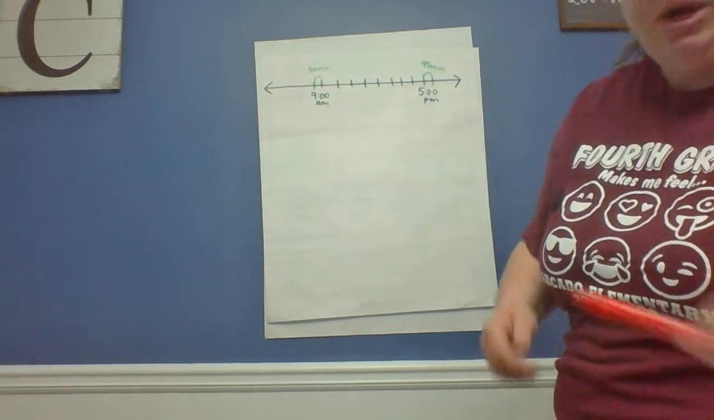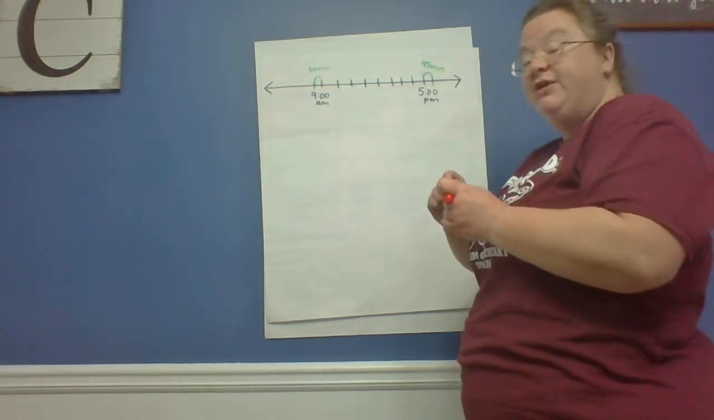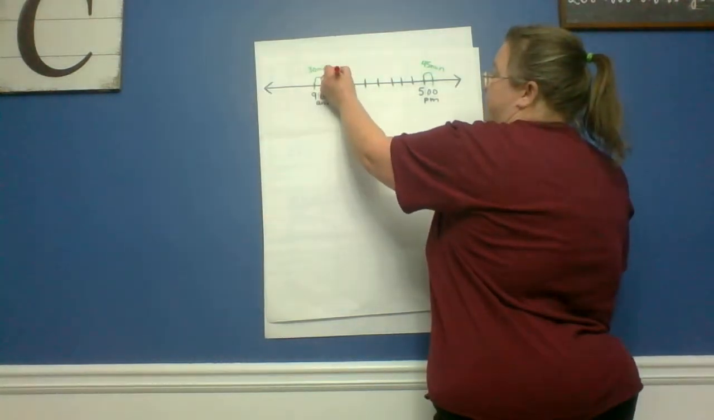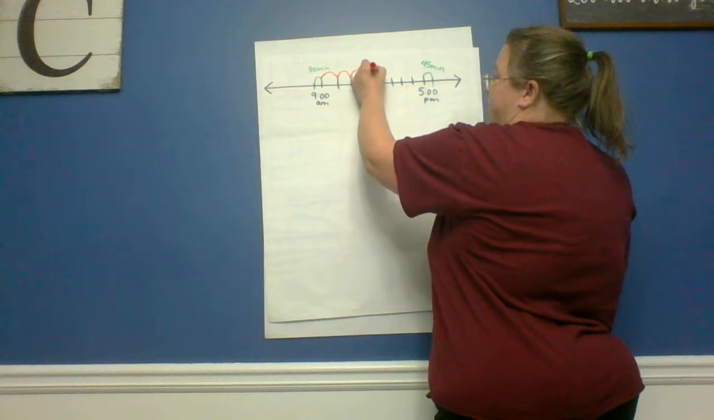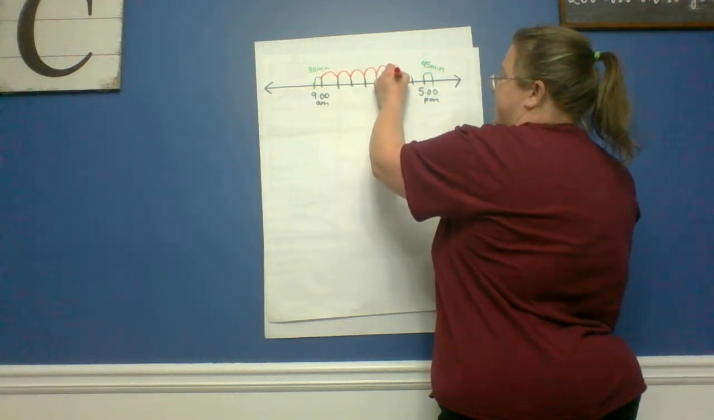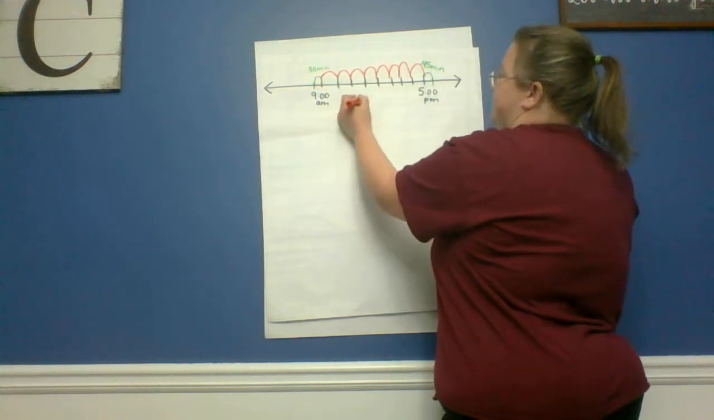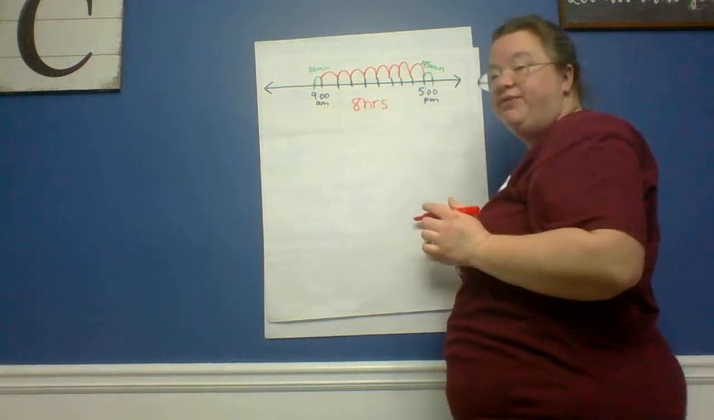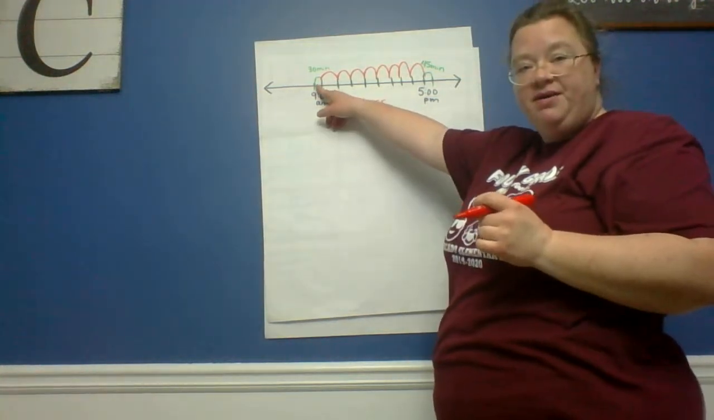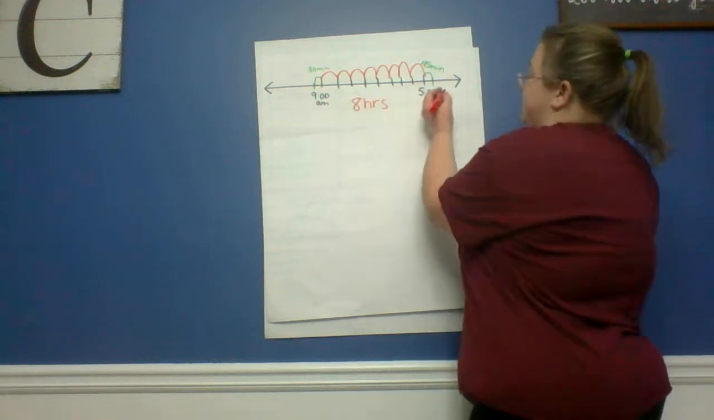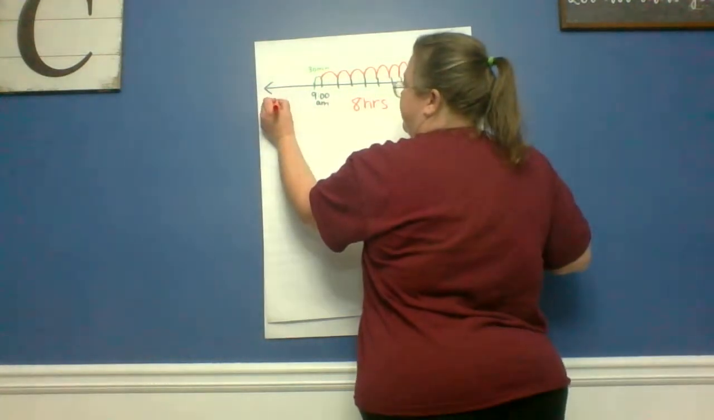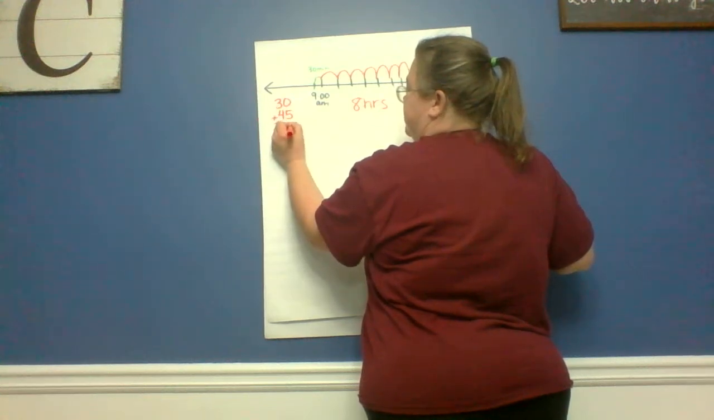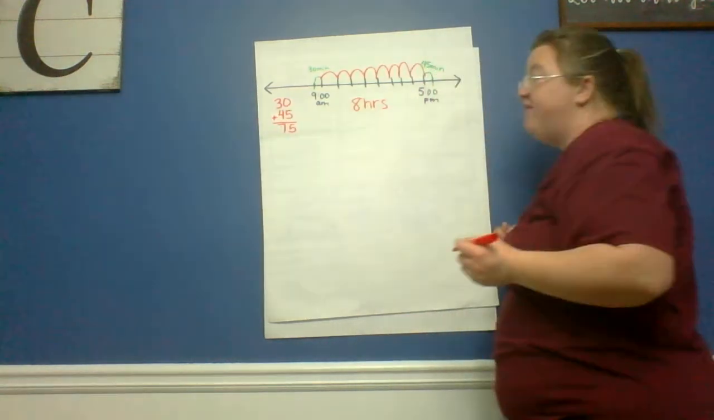I'm going to get another color. First, I'm going to count the hours. 1, 2, 3, 4, 5, 6, 7, 8. So 8 hours. But then don't forget I have 30 minutes here and 45 minutes here. So I'm going to add those up. Let's do that over here. 30 minutes plus 45 minutes equals 75 minutes.